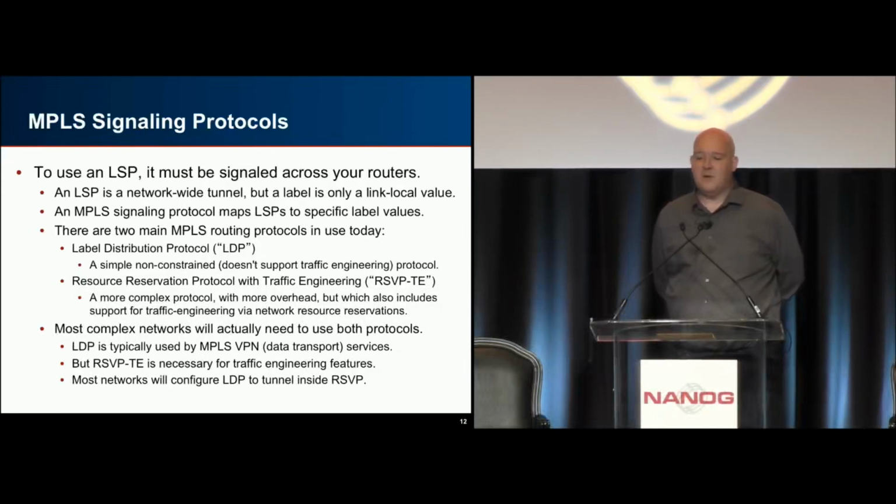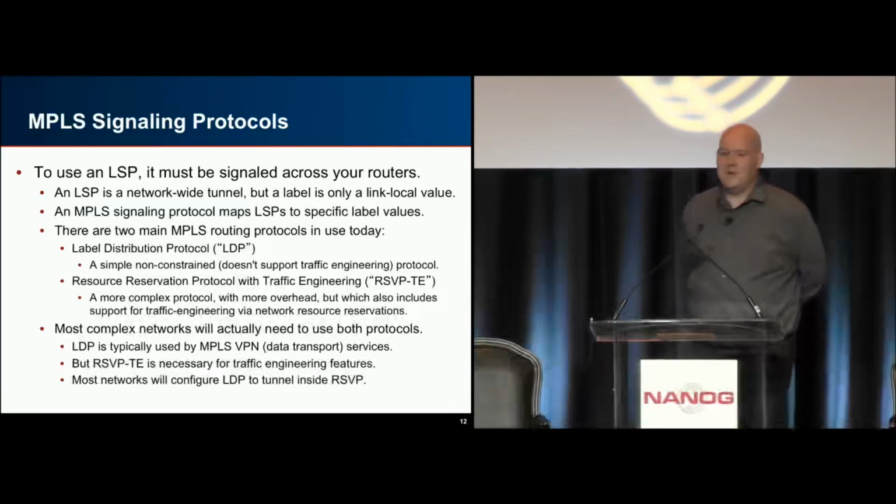There are 2 main protocols that you see used to distribute MPLS information. The first is called LDP, Label Distribution Protocol. It's simple, non-constrained, it doesn't support traffic engineering, but you'll see that used in a lot of very simple layer 2 transport services. The more complex one, the one that you see used more practically, is RSVP, or more specifically a variant called RSVP-TE.